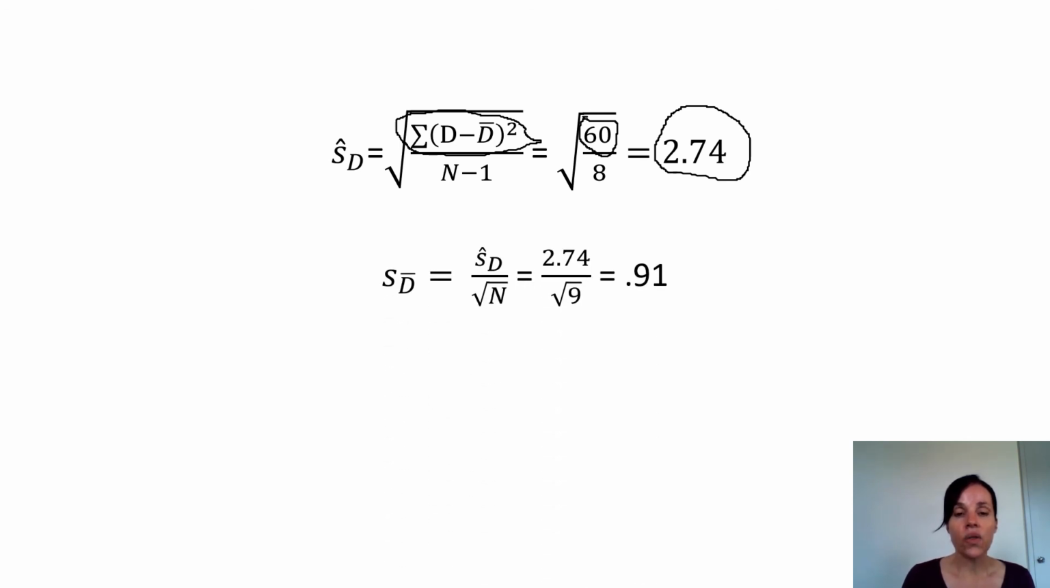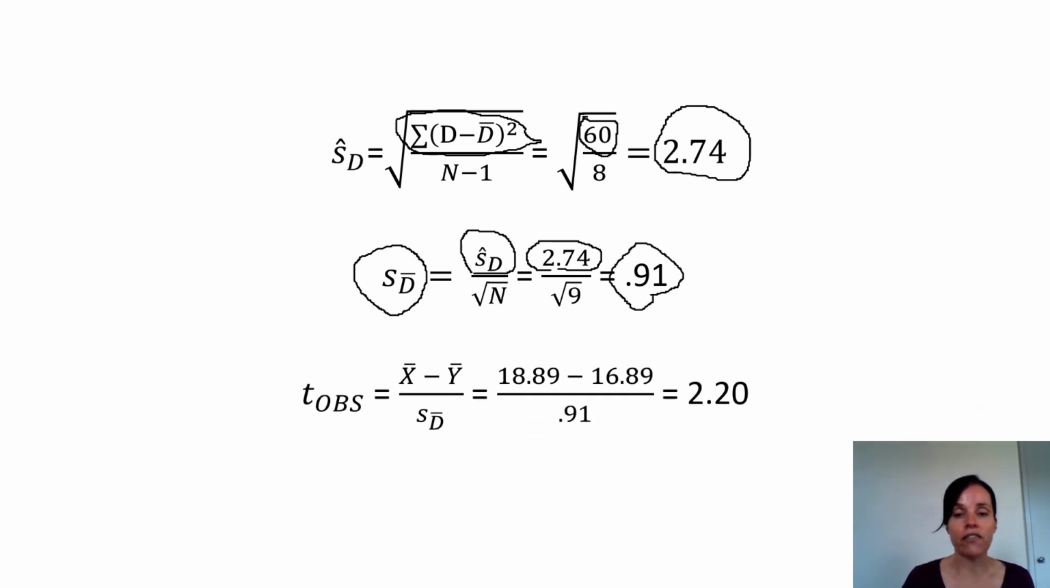All right, now that we have the standard deviation of the difference scores, S hat sub D, we can calculate the standard error term S sub D bar. So we're going to take S hat sub D, which is 2.74, and divide it by the square root of n, where n is 9. So 2.74 divided by the square root of 9, which is 3, comes out to 0.91.